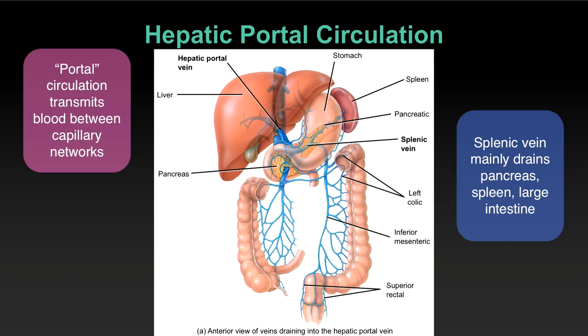And there aren't clear divisions. It looks like a web of veins, and it is. But they're named for their general area. So the left colic vein is what drains the left colon. Or the superior rectal veins drain the superior portion of the rectum. All of those feed into the inferior mesenteric, and that feeds into the splenic vein, which returns everything to the portal circulation. That's one half.